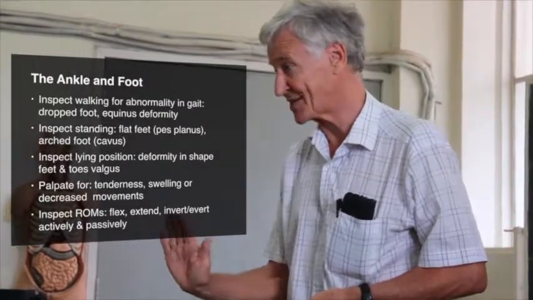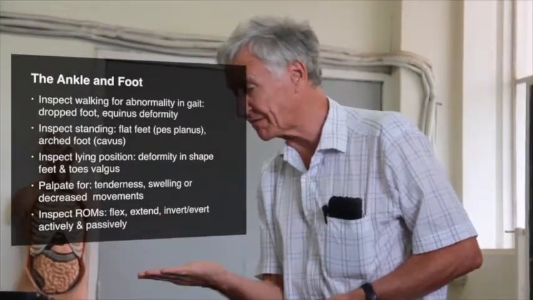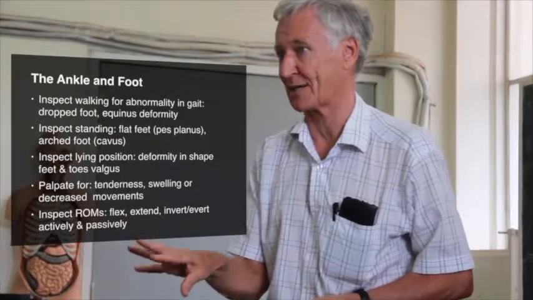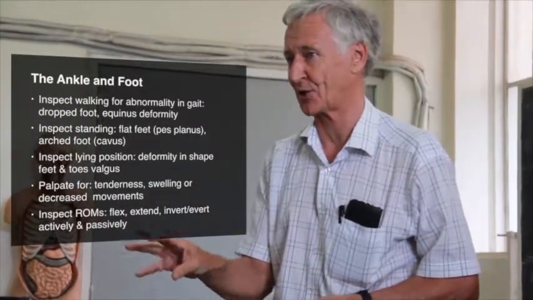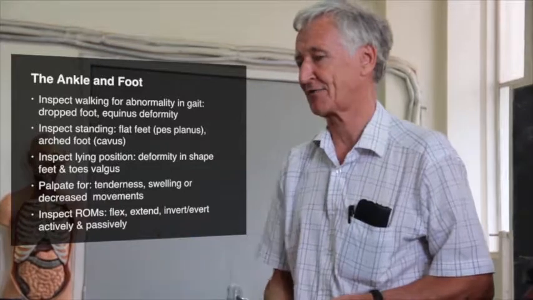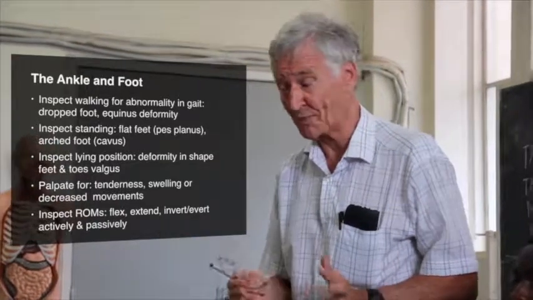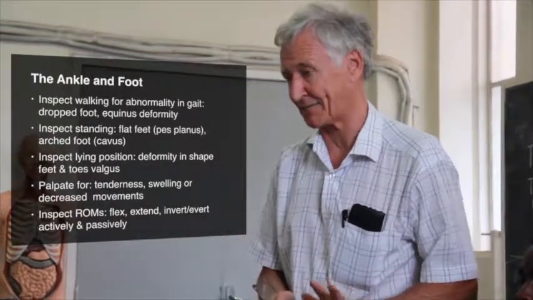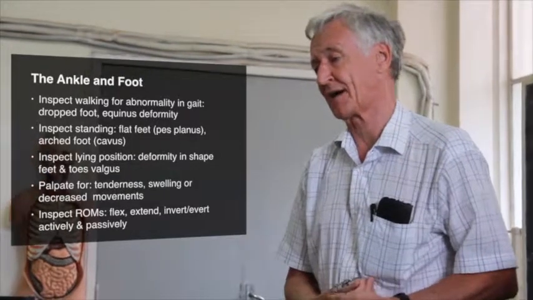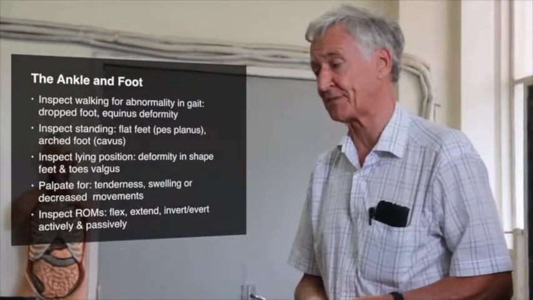And of interest, there is what we call inversion and eversion, but that does not take place at the ankle joint. It takes place at the talar joints. And of course, movement is tested actively and passively, and then you describe any other abnormality that strikes you.